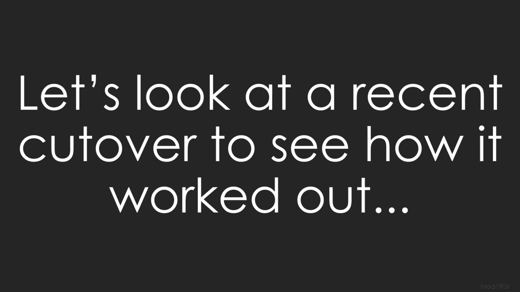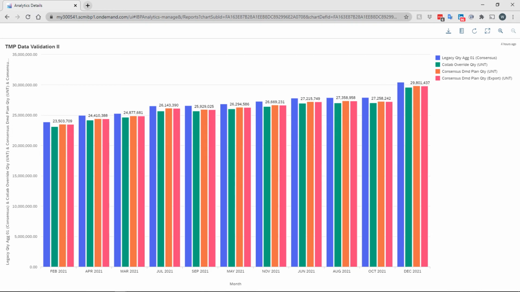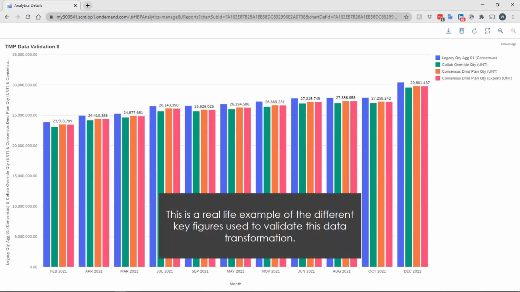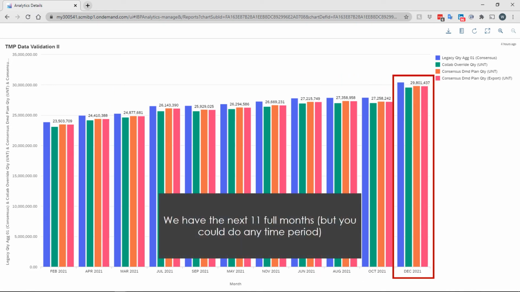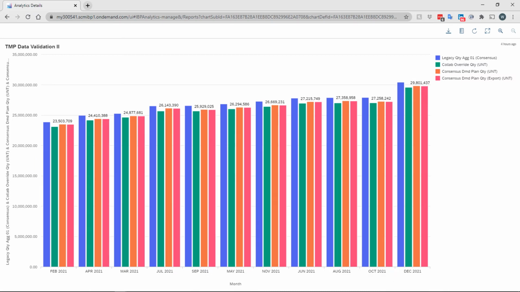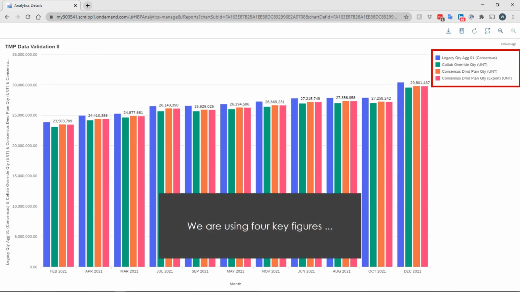Let's look at a recent cutover to see how well it worked out. This is a real-life example of the different key figures used to validate this data transformation. We have the next 11 full months, but you could do any time period. We are using 4 key figures.